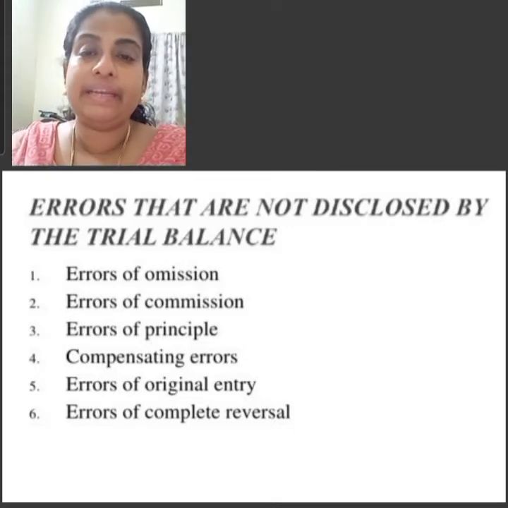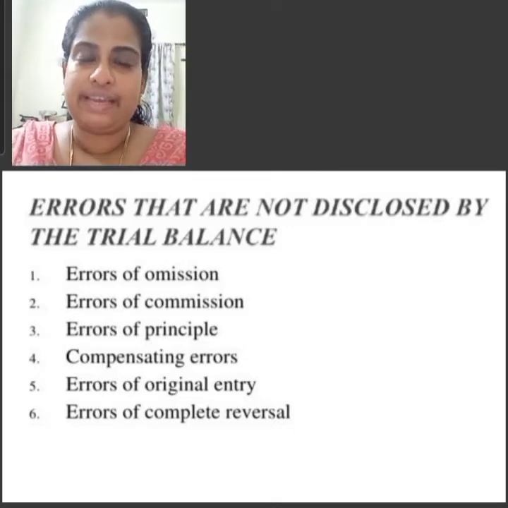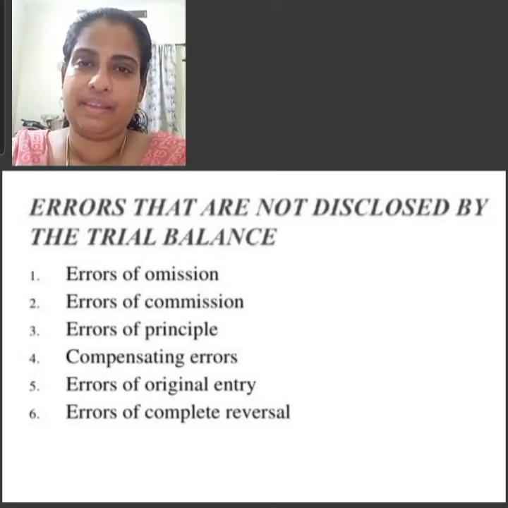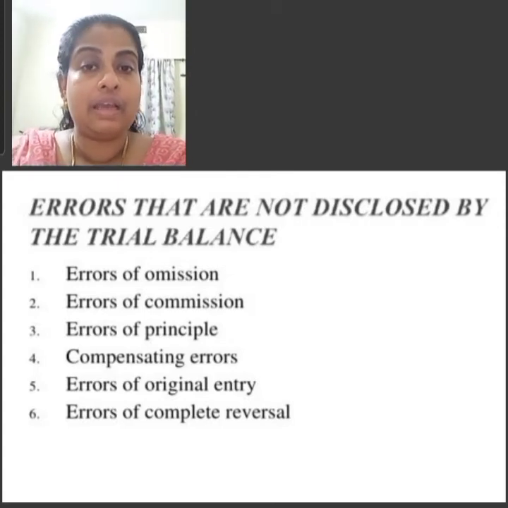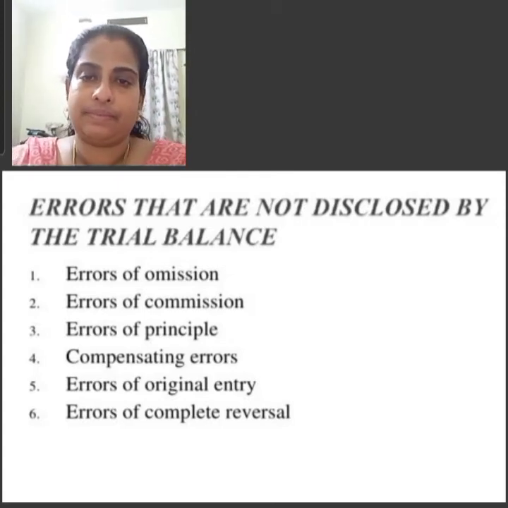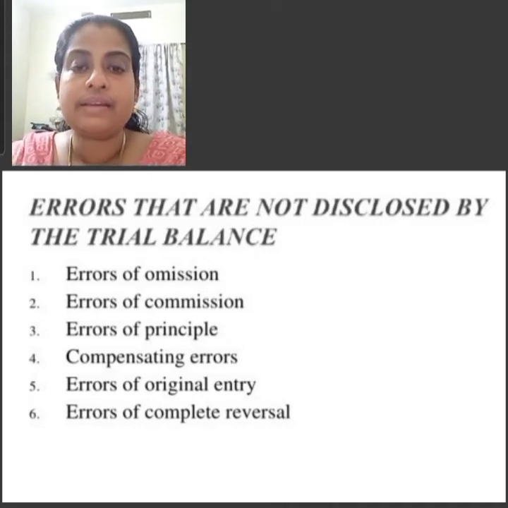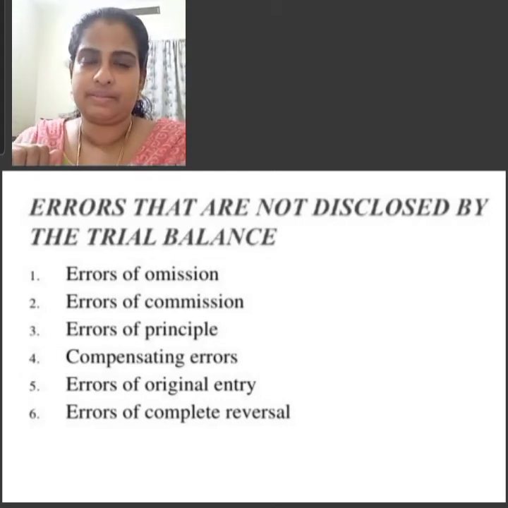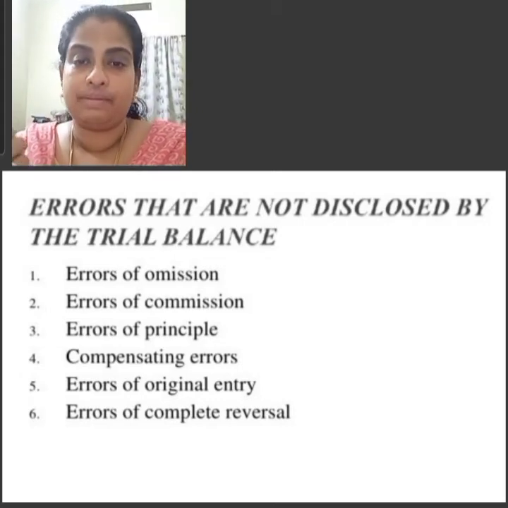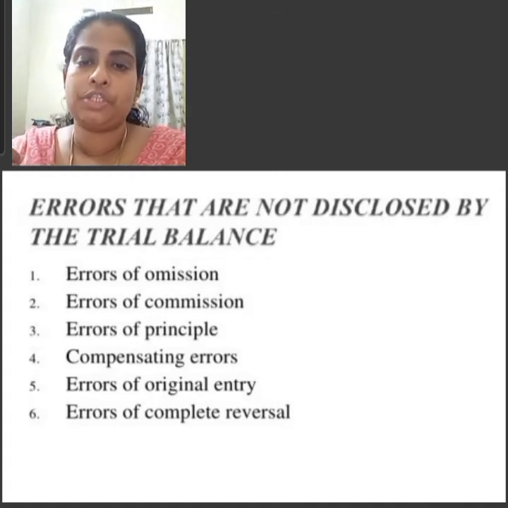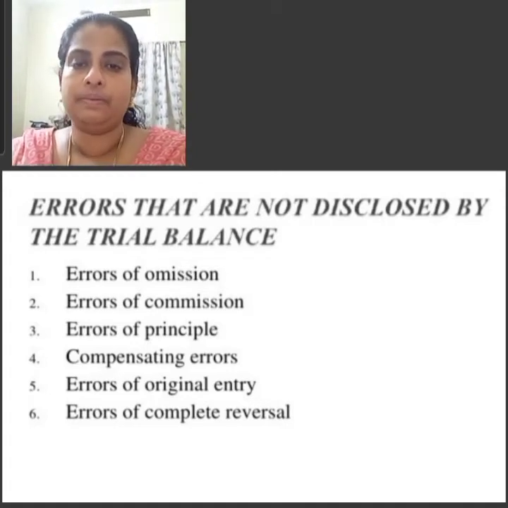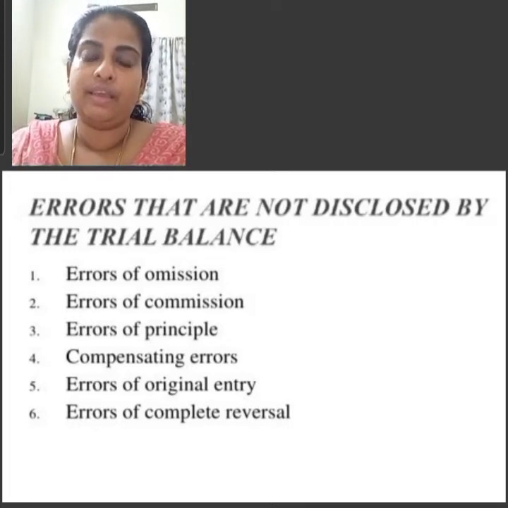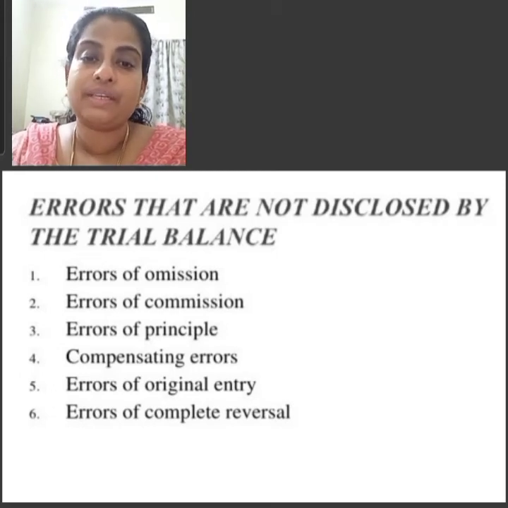Errors can be mainly divided into two. First category, errors that are not disclosed by the trial balance. Then second one is errors that are disclosed by the trial balance. Under errors that are not disclosed by trial balance, there are 6 types of errors. They are error of commission, error of omission, errors of principle, compensating errors, error of original entry, and errors of complete reversal entry.